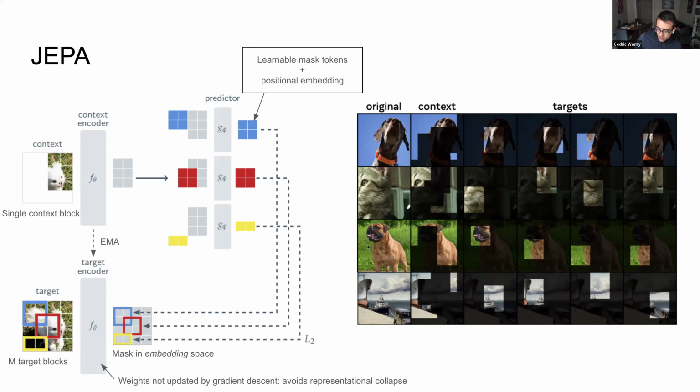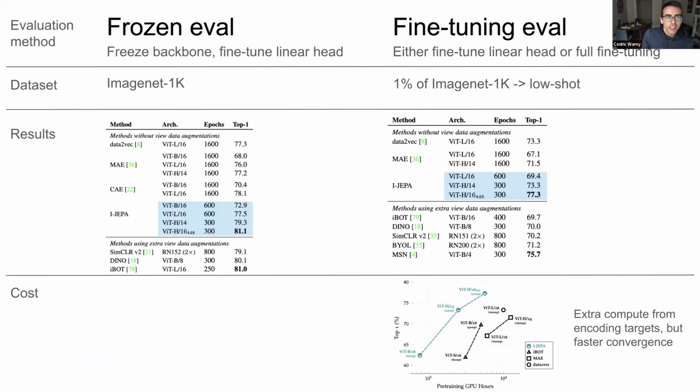Any questions here? Non-overlapping parts of the image, or the embeddings of those non-overlapping parts of the image? The embedding, sorry, yes. Right. Everything is in embedding space. The prediction is happening in embedding space. That's the whole point of this. Right. Okay, if no more questions, I'll keep going.